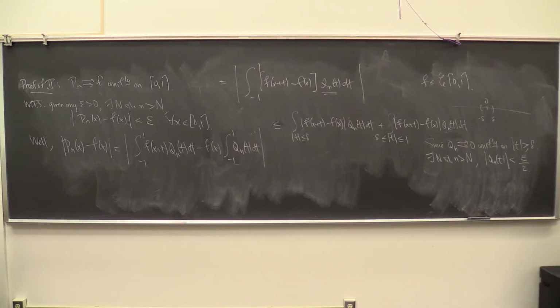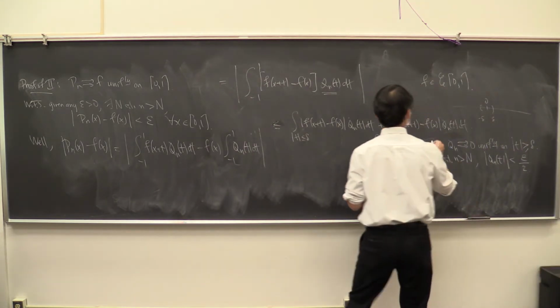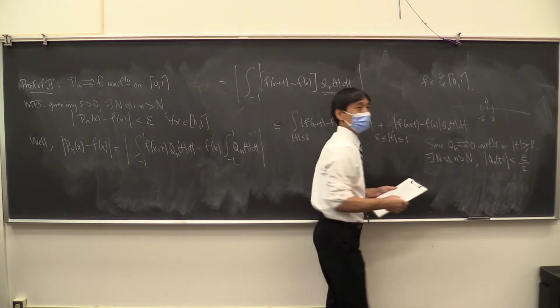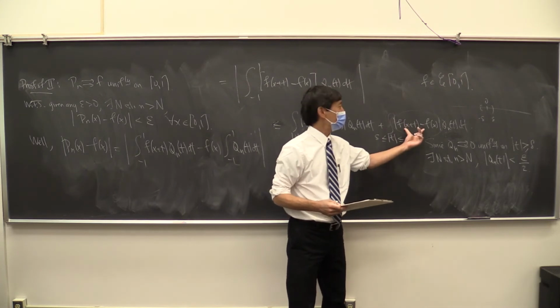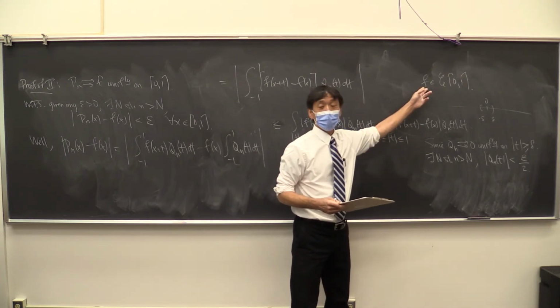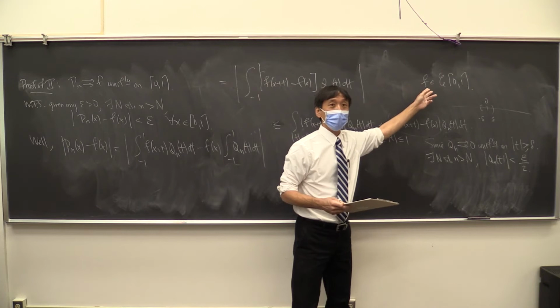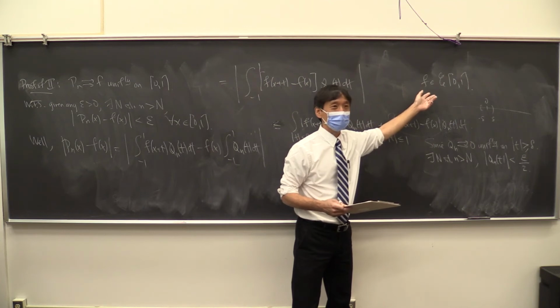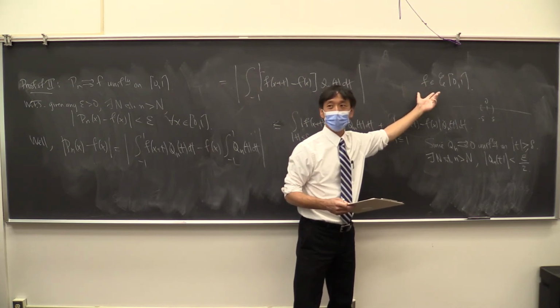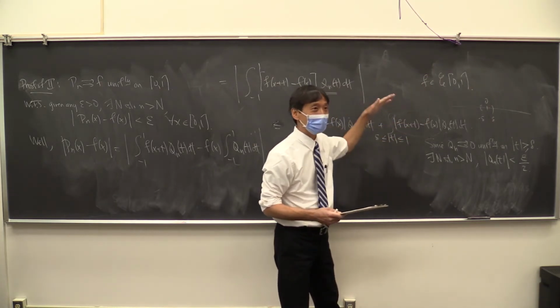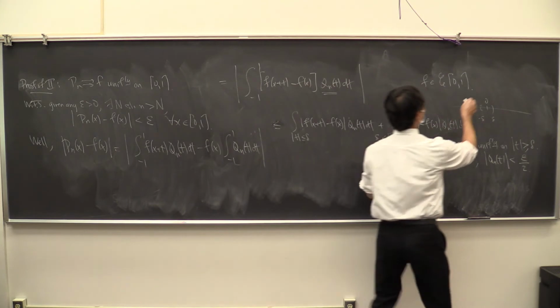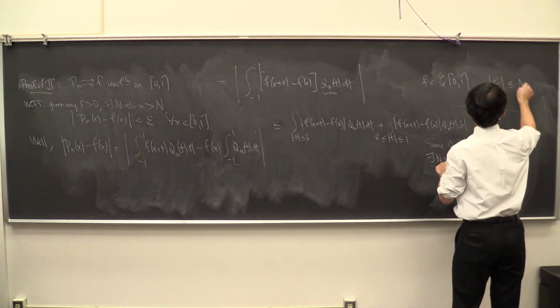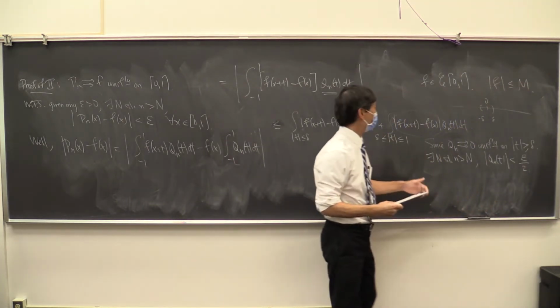Actually, we need something a little bit better than epsilon over 2 because we need to control this thing too, right? But this thing is easy to control because our function is a continuous function on a compact set, right? So what do we know about such functions? A continuous function on a closed and bounded interval is bounded, right? The extreme value theorem tells you that it's bounded. So we know that there's some bound, let's call it m.